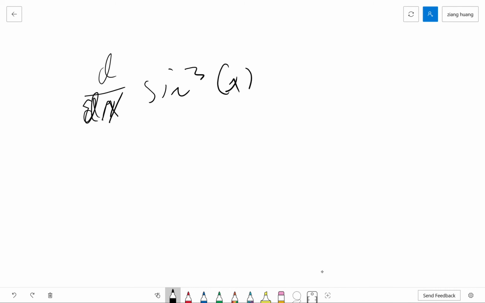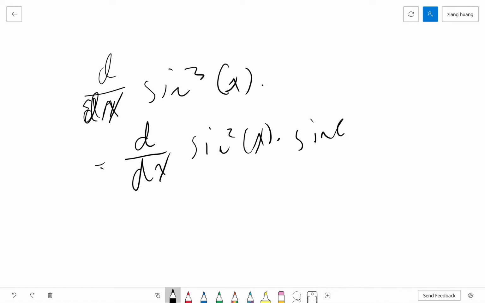So the next question. What if we wanted to differentiate, oops, my handwriting is a little messed up. That's because it's very difficult to write on a virtual whiteboard. Sine, I don't know, to the third power of x. Now, you might not see this at first glance, but sine to the third power of x is simply equal to sine to the second power of x times sine of x. Now we can actually apply the product rule.